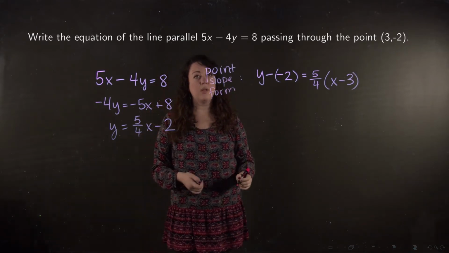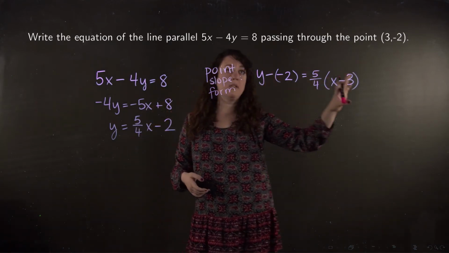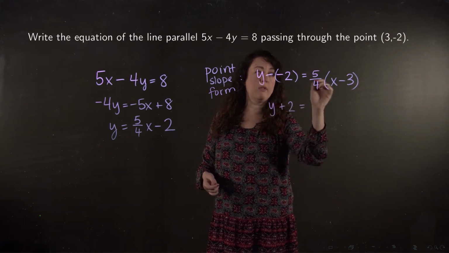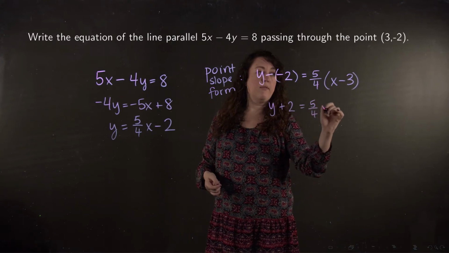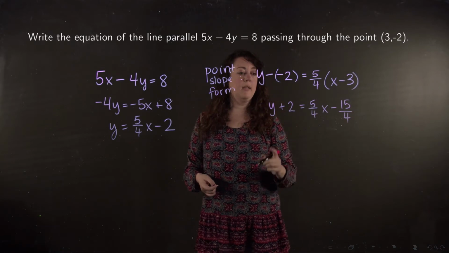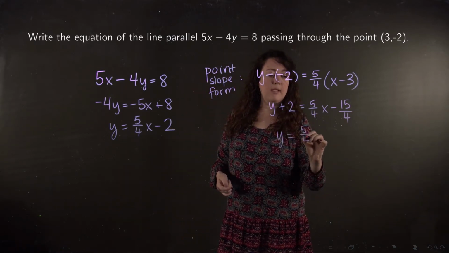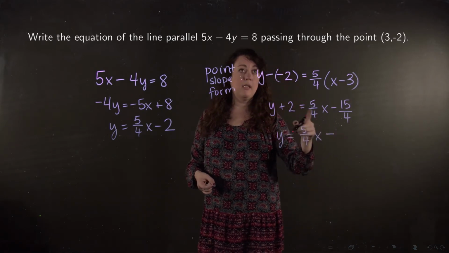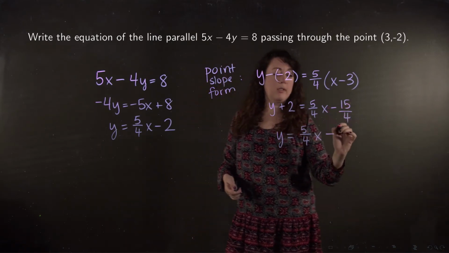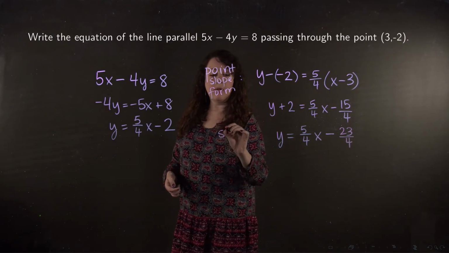If you want to do a different form, maybe put this in slope-intercept form. Slope-intercept form means I'm going to solve this equation for y. So I have y plus 2 equals, I'll distribute the 5/4. 5/4 x minus 15/4. Then I'll subtract 2 to the other side. So my slope-intercept form is 5/4 x minus, okay, negative 15/4 minus 8 more fourths will be 23/4. So slope-intercept form is this one.